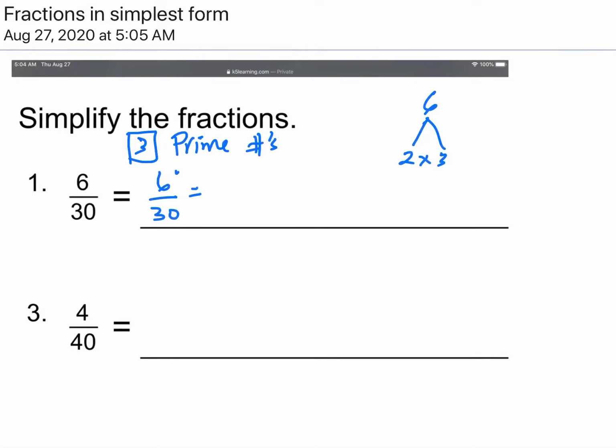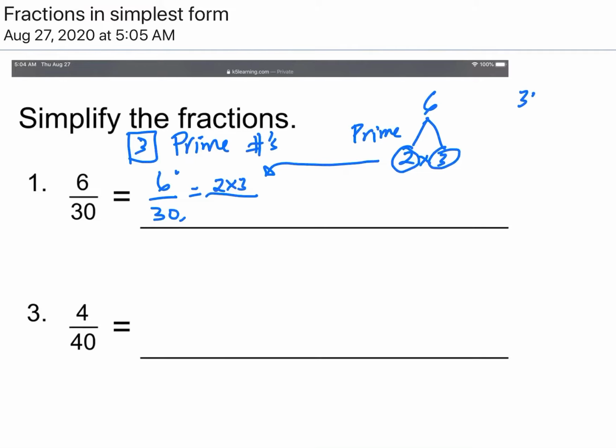Both of them are prime factors, so I need to circle that. They're both prime. So now, where do I put that? I'm going to put those two over there. That's going to be 2 times 3. That will equal 6. Now let's look at the denominator right there.